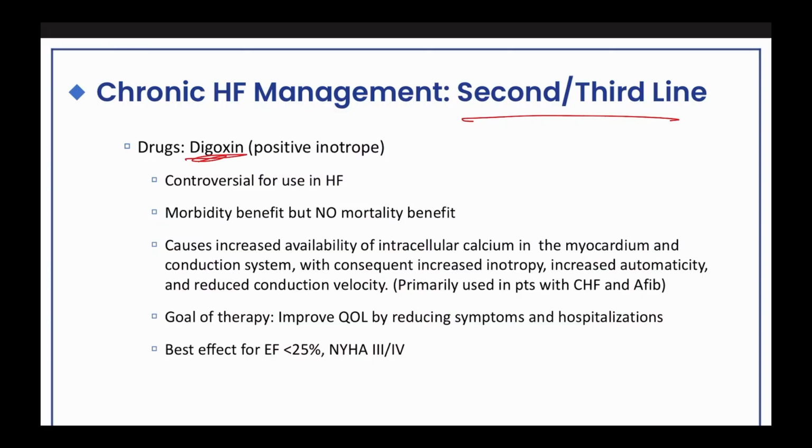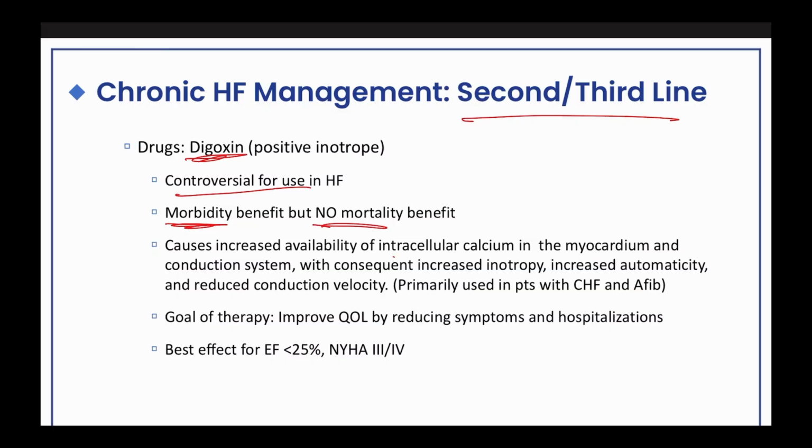Digoxin. We mentioned digoxin a little bit. Digoxin helps with AV node conduction. It's controversial with use in heart failure. It's not very big. You won't see digoxin very much with heart failure patients. Some morbidity benefit, but no mortality benefit. So it's not going to reduce their death, but it may reduce other problems from happening.